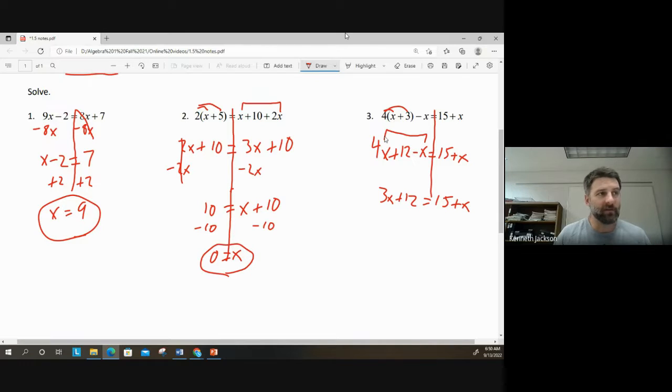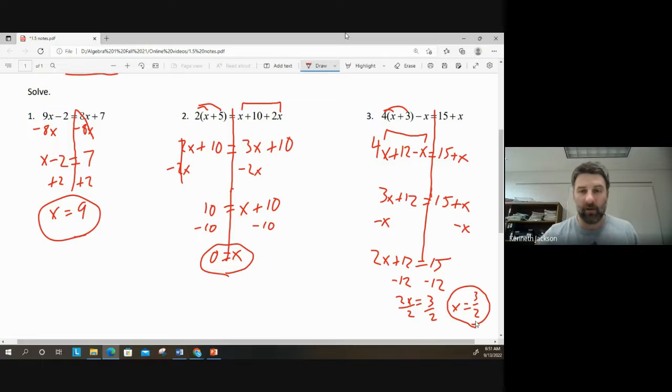So after I distribute, after I combine like terms, I pick on the little guy. I find the smaller of the two variables. Well, 1x is smaller than 3x, so I subtract it. 3 minus 1 is 2x. Now that I only have one variable left, or a 2x, I'm working to get that by itself. So to get rid of a plus 12, I can subtract. And to get rid of a times 2, I can divide. And I'm left with x equals 3/2.